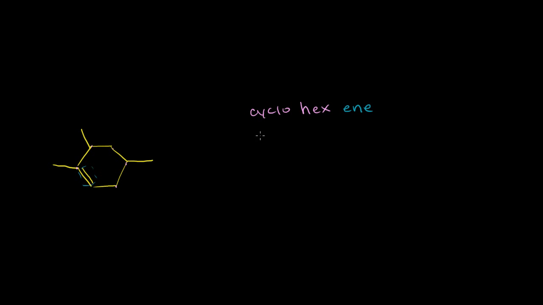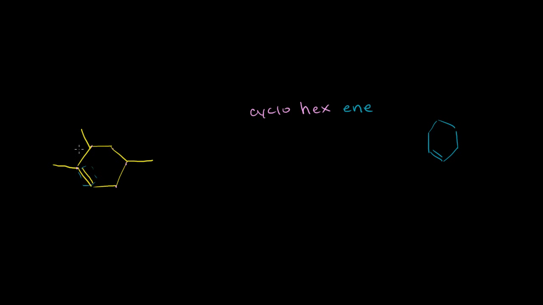Now, you're probably saying, hey, Sal, how come we didn't have to number where the ene is? If you only have one double bond in a ring, it's assumed that one endpoint of the double bond is your one carbon. So when you write just cyclohexene, it would look just like this. You don't have to specify where it is. It's just one of these that is going to be the double bond.